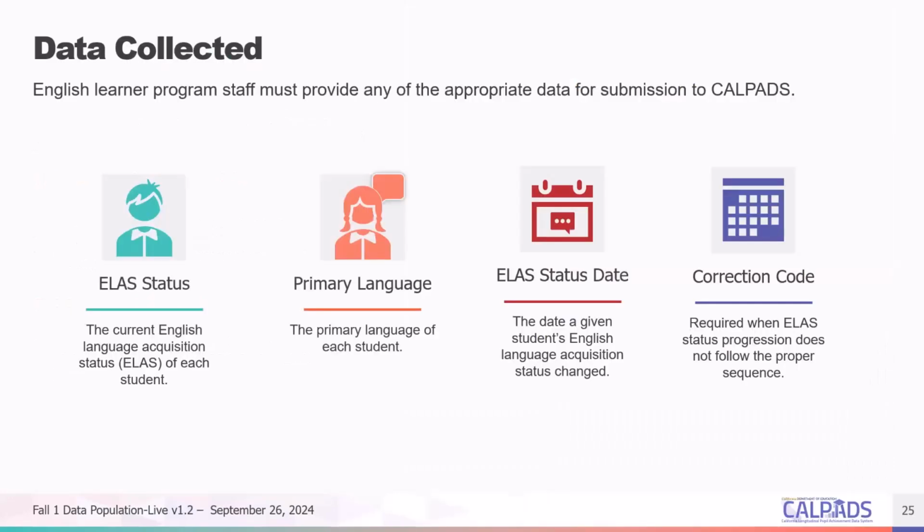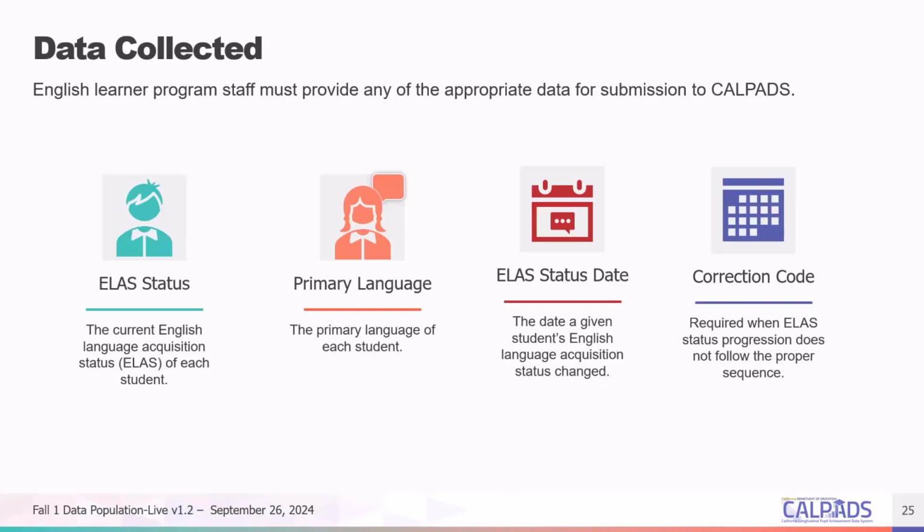When performing work in the SELA record, you'll want to ensure that you have all of the information on this slide from your English Learner Services department for each of the SELA records that you submit. So that includes the English language acquisition status for every student or every record that you're submitting, the primary language, the status start date, and the correction reason code if applicable. And we recommend reaching out and letting your English Learner Services staff know what you'll need now if you haven't already. The correction reason codes are particularly noteworthy.